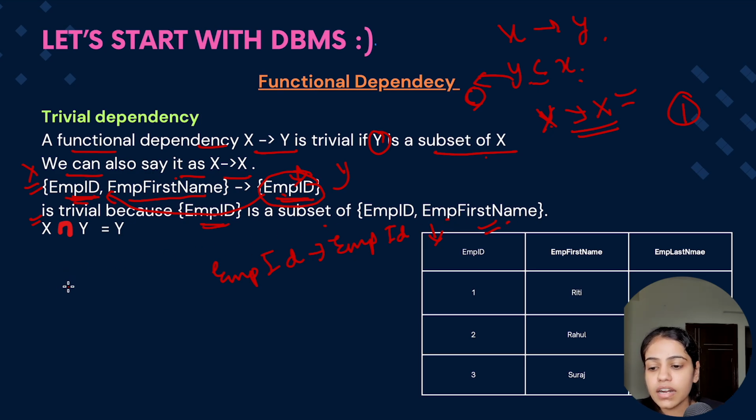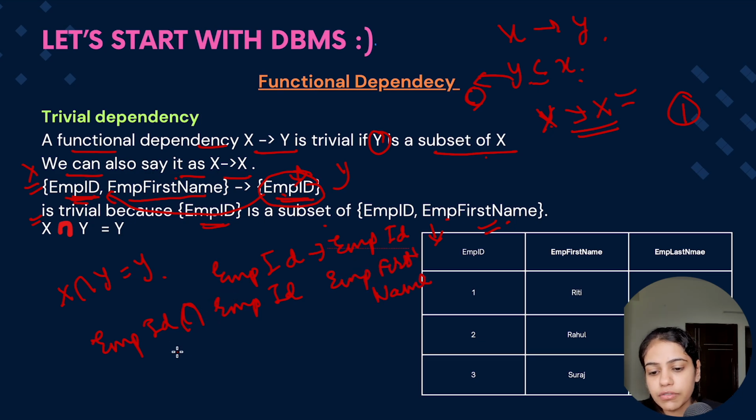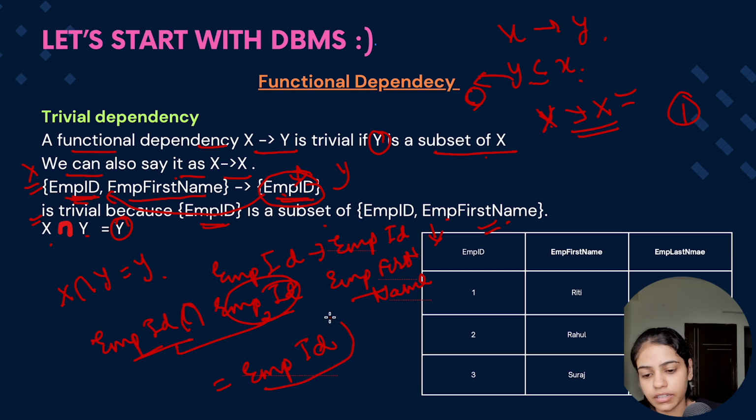So we can say that trivial dependency exists whenever x intersection y is always y. So we are doing an intersection between employee ID and employee first name. In intersection we provide the common element which is present between them. So in employee ID and employee first name, employee ID is the common one. So we give the value employee ID as a result. So x intersection y always gives us y. Y is employee ID. So here we get the employee ID. So this is the trivial dependency.